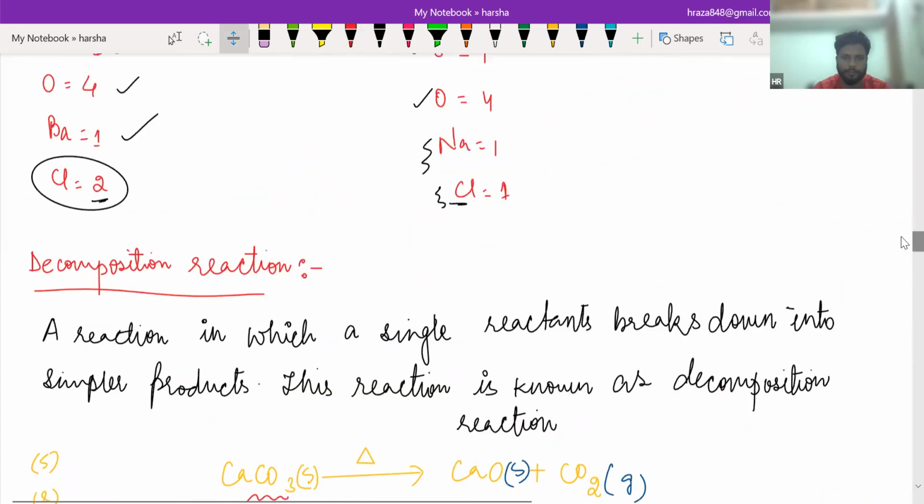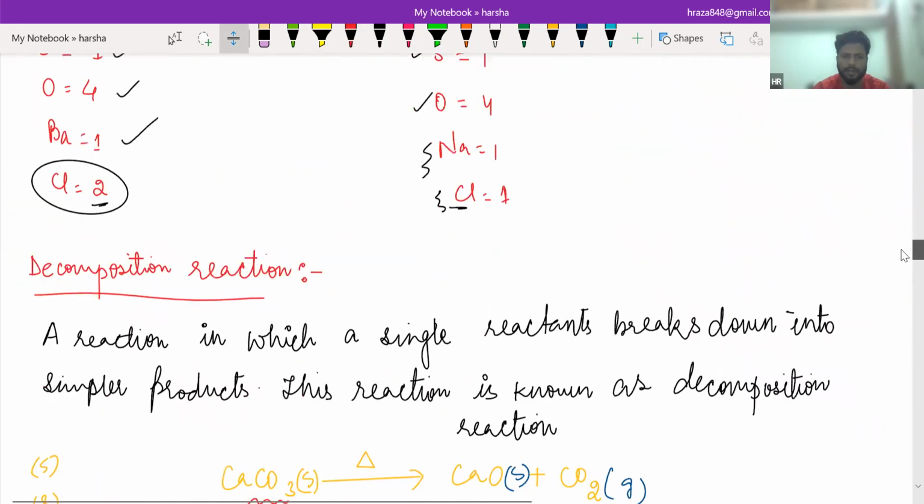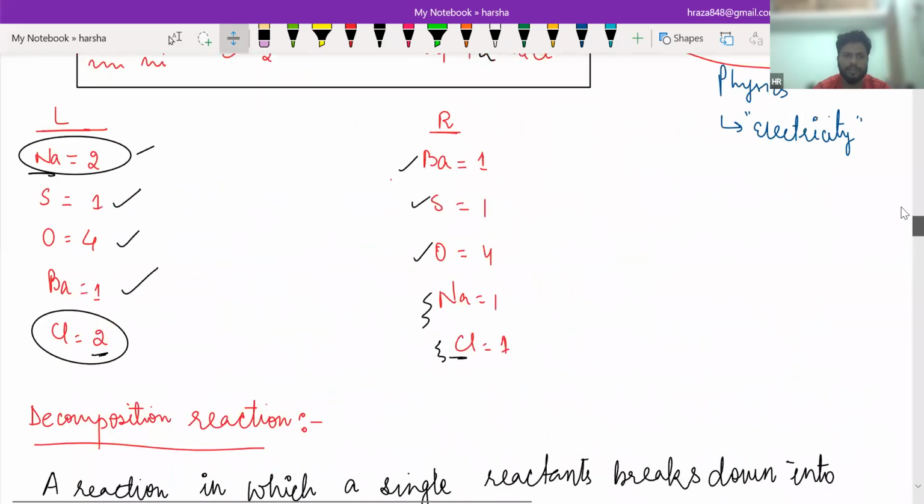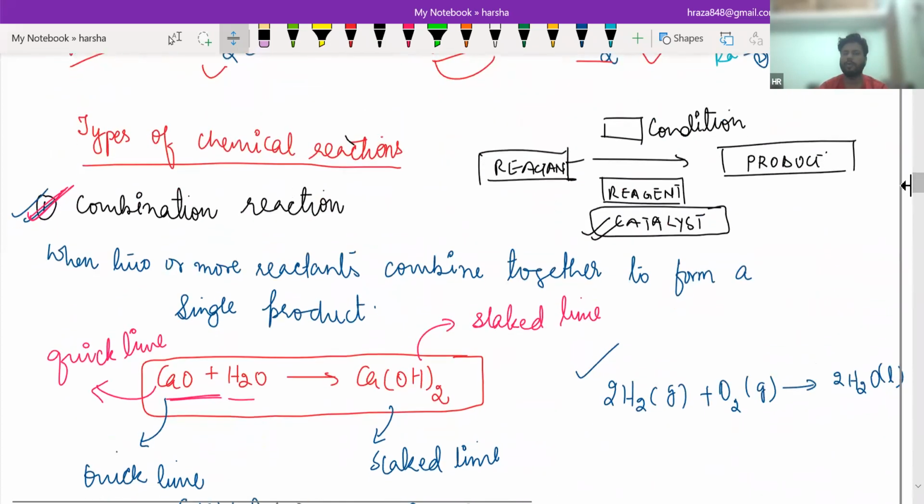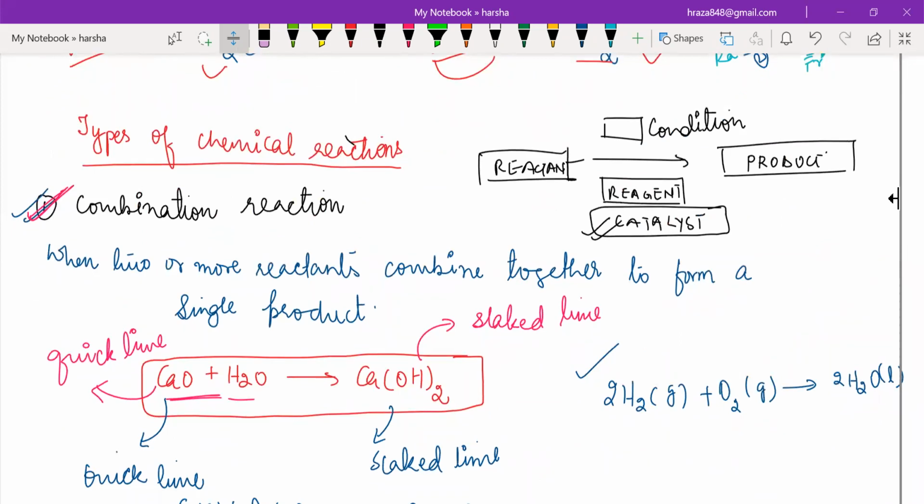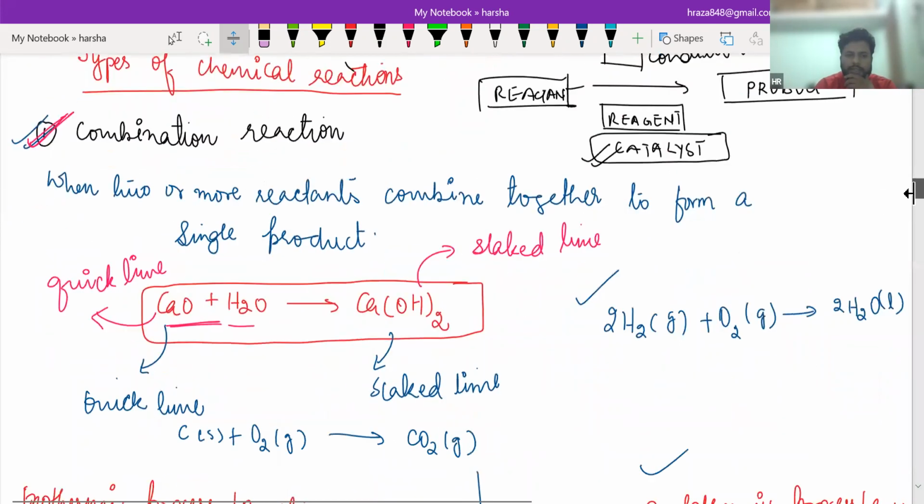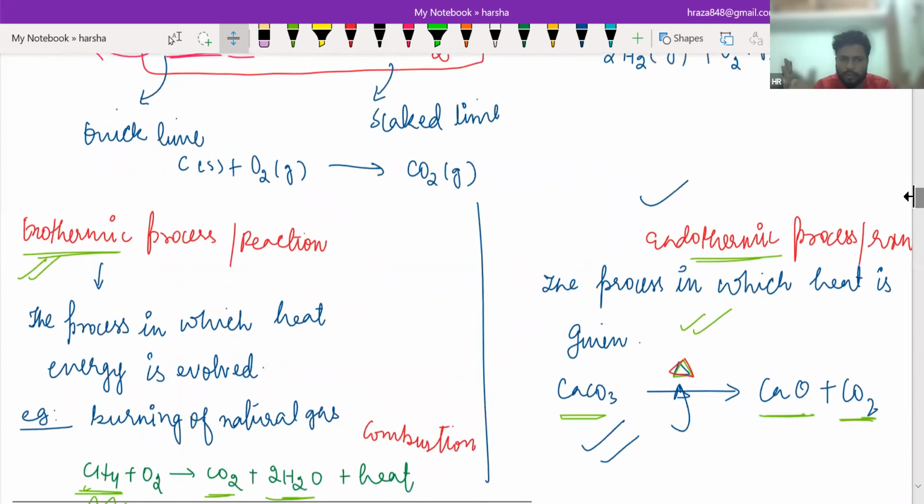Now see. This was basically valency. Now decomposition reaction, exothermic, endothermic. Okay, do you have any problem? Types of chemical reaction: basically combination reaction, decomposition reaction, displacement reaction. In combination reaction, two or more reactants combine to form a single product. I have given some examples of this, and then again, there will be two types of process: exothermic process and endothermic process.